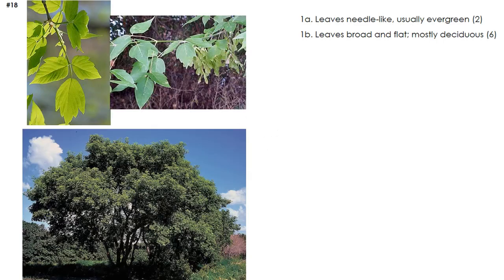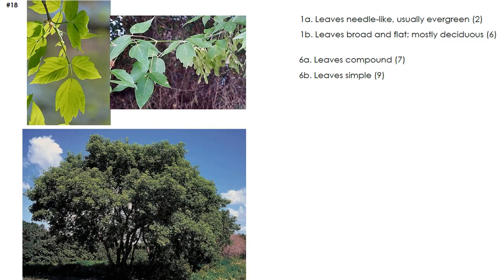And that brings us to the very last one we're going to go through together, which is number 18. Leaves needle-like, usually evergreen, go to 2, or leaves broad and flat, mostly deciduous. So 1B going to 6. Leaves compound or leaves simple. And this one, you can see it where the node is, where they come out. So the petiole comes out, and then there's like 3 leaves that are coming out of there. So this is in fact a compound leaf.